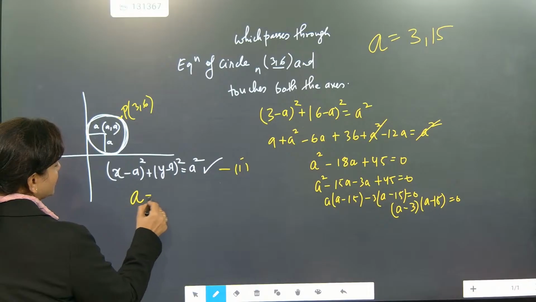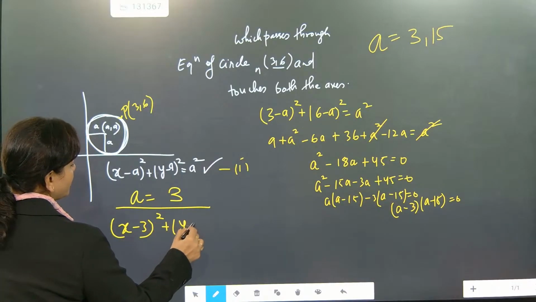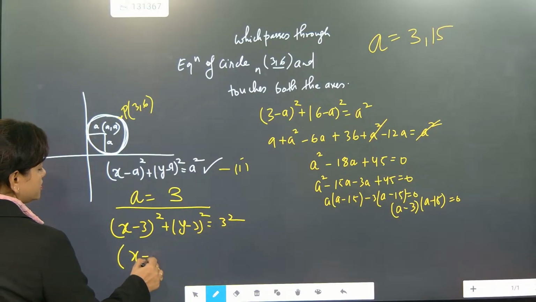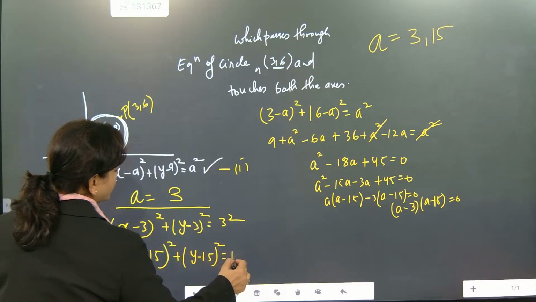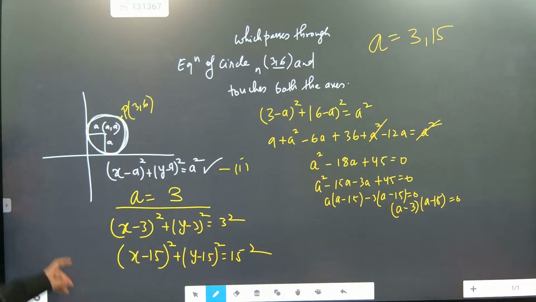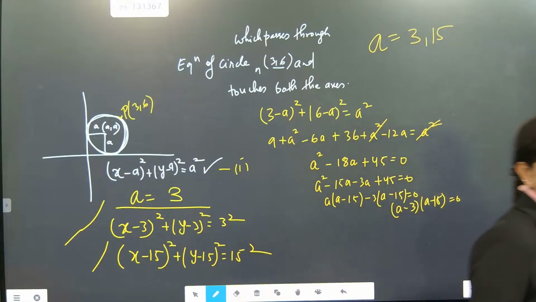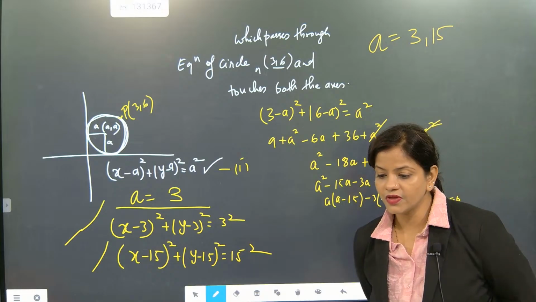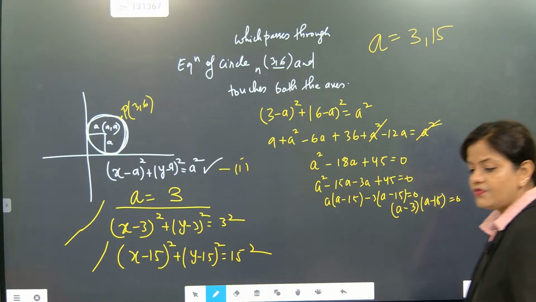So first, when we take a equal to 3, what will be the equation of the circle? (x minus 3) whole square plus (y minus 3) whole square is equal to 3 square. This is the first equation. The second equation is (x minus 15) whole square plus (y minus 15) whole square equal to 15 square. So these are the two equations of the circle, and these equations were based on the value of a. Understood? I just targeted some of the questions and we solved them.